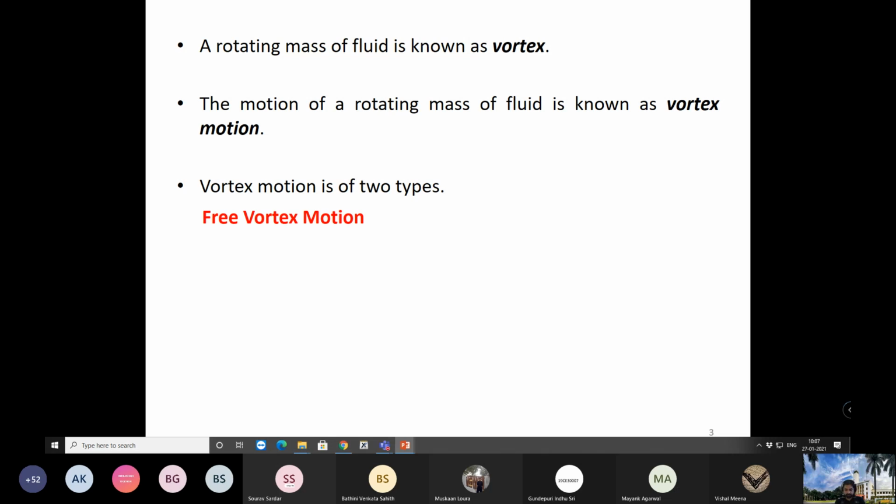One is free vortex motion, in which the fluid mass rotates without any external force impressed on it.